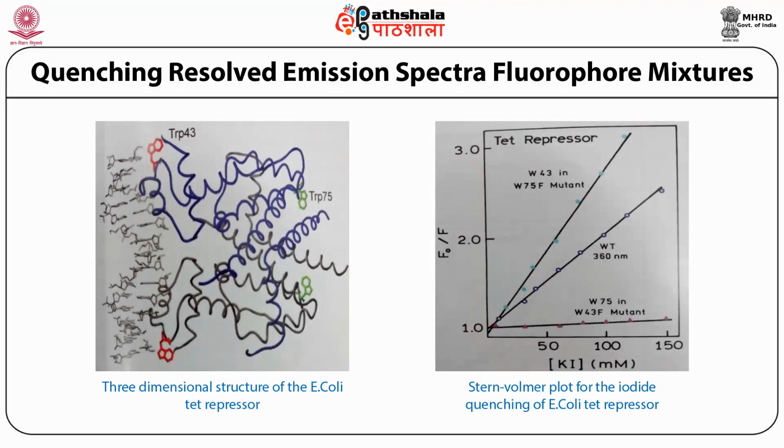This shows you the three-dimensional structure of the E. coli TET repressor, and on the right-hand side is the Stern-Volmer plot for iodide quenching of the E. coli TET repressor. In the plot you can see that the W75 quenching is very little, which means it is inaccessible to the iodide.